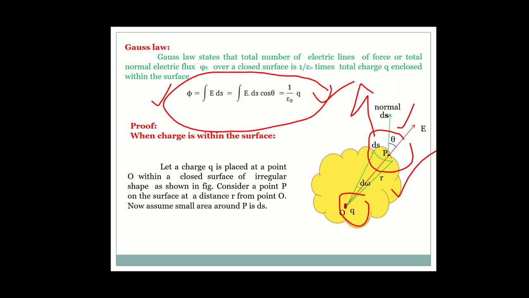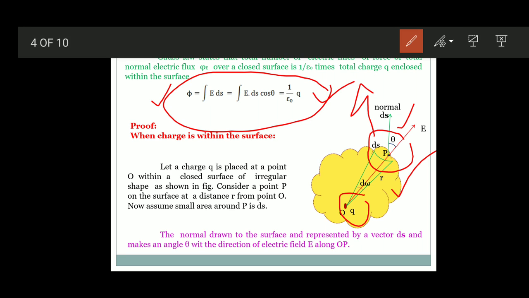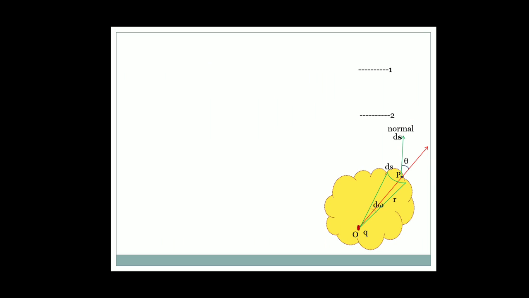Let a charge q be placed at a point O within a closed surface of a regular shape as shown in the figure. Consider a point P on the surface at a distance r from point O. Assume the small area around P is ds. Now I draw a normal along this direction, represented by a vector ds, which makes an angle theta with the direction of electric field E along OP.